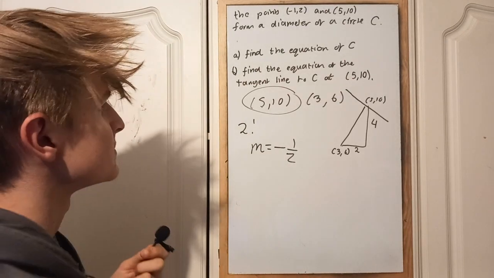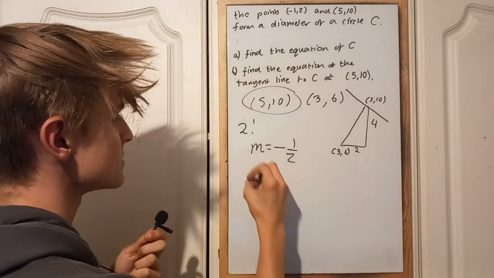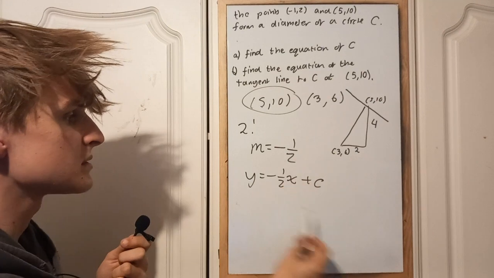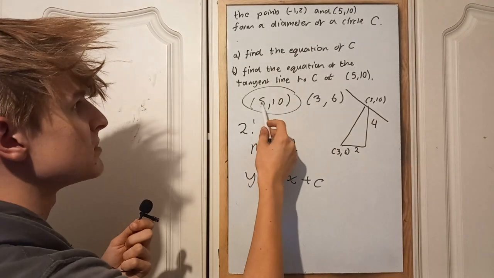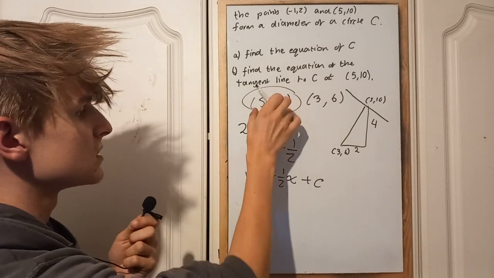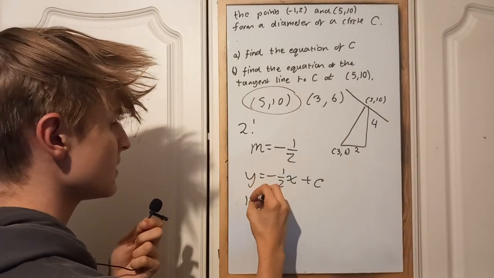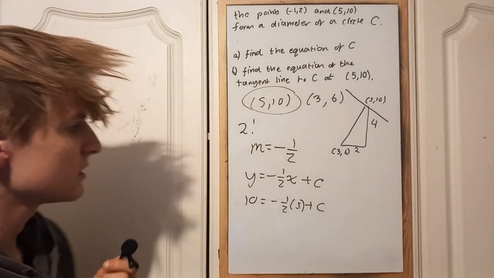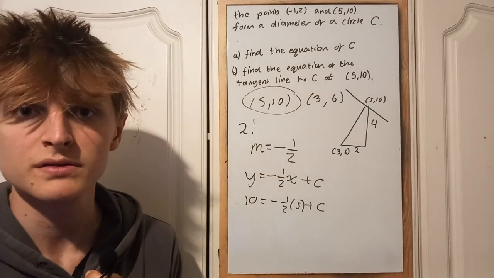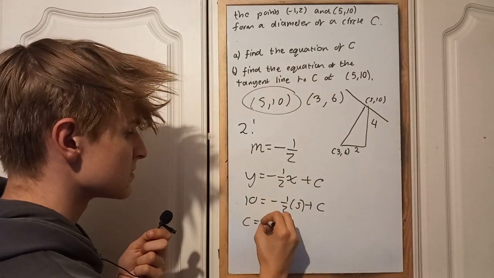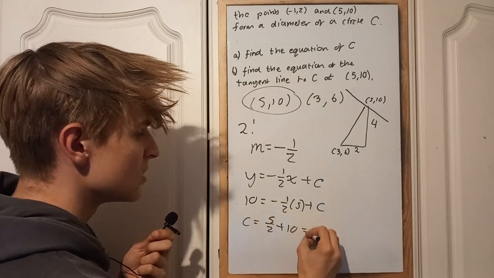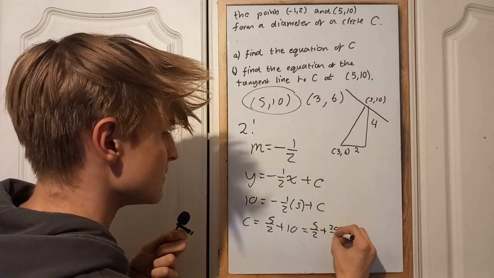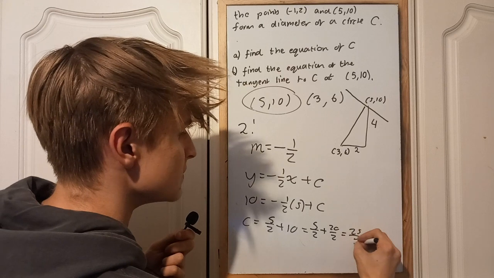Anyway, let's go. So we know that the line must have some equation y equals minus a half x plus some y-intercept c, and we want to solve for c so we can finish getting the equation. Now, because (5, 10) is on the line, its coordinates must satisfy this equation, so that means that 10 has to equal negative a half times 5 plus c. Negative a half times 5 is just negative 5 over 2. Add that on both sides, and you get c equals 5 over 2 plus 10. Or in other words, c equals 5 over 2 plus 20 over 2, which equals 25 over 2.